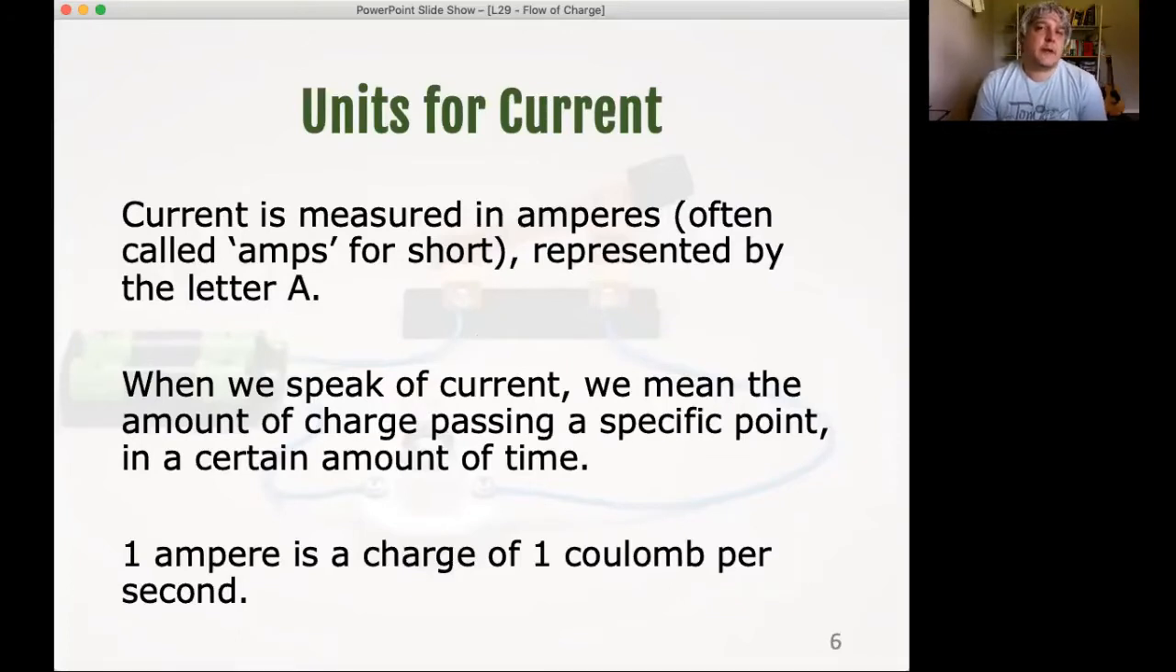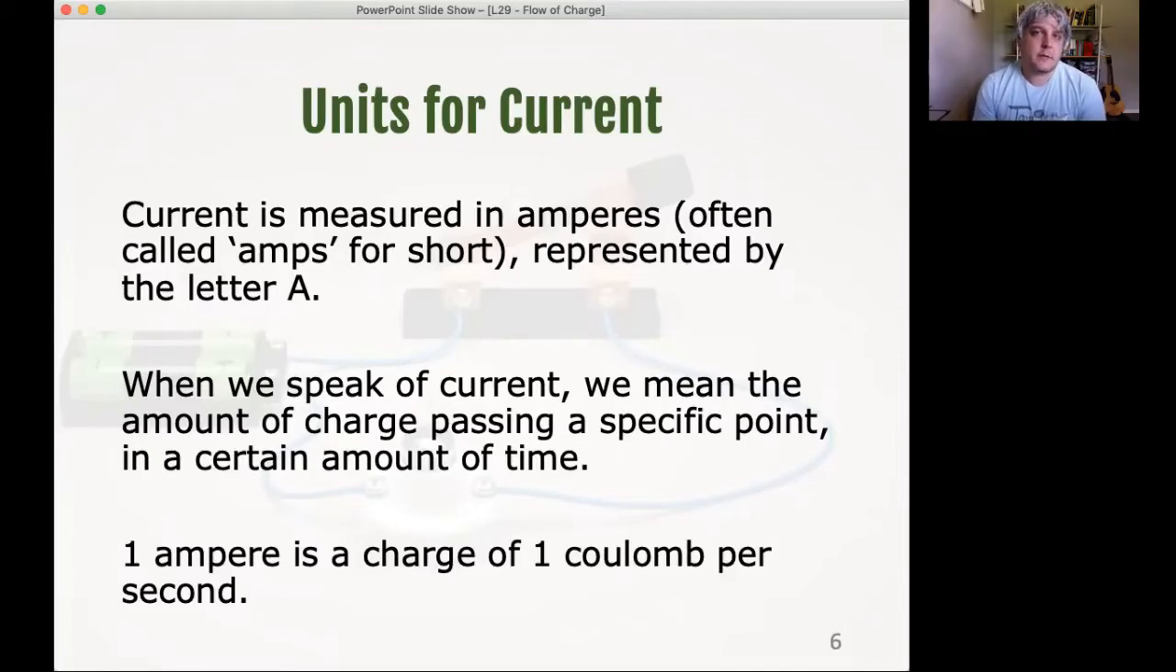As with any quantity, we need units in order for our measurements to make any sense. The unit for current is the ampere, A-M-P-E-R-E. And we often write that just as amps because ampere is a bit of a mouthful. Well, it's not really, but we just shorten it to amps. And we use the capital letter A for the units. So current has the letter capital I, and the units for current are amperes, which have the letter capital A.